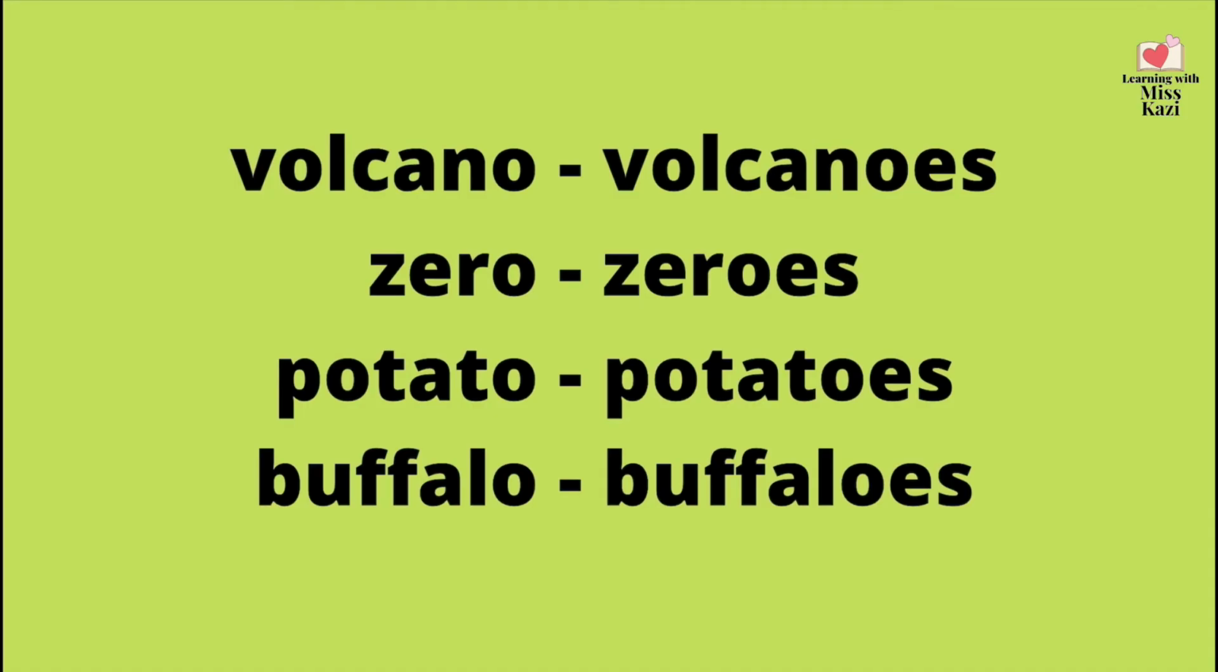Here are some more examples. Volcano, the plural of volcano is volcanoes. Potato, potatoes. Zero, zeros. Buffalo, buffaloes. All these nouns ended with the letter O and had a consonant before it.